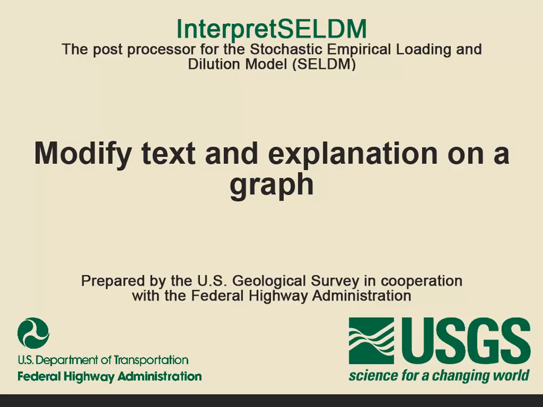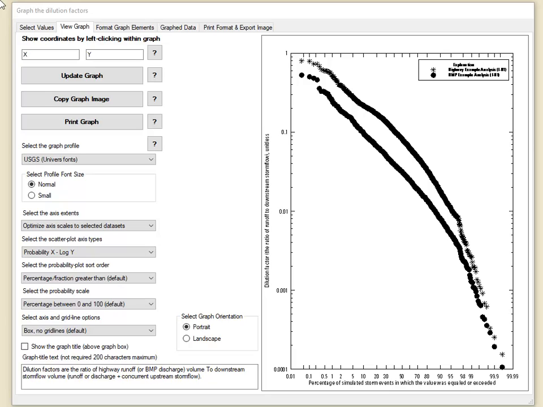In this video, we'll demonstrate the methods for modifying text and explanations on a graph. We'll start with a completed scatter plot. The first thing we'll demonstrate is how to show a title within the graph. To do this, we will click the check box.